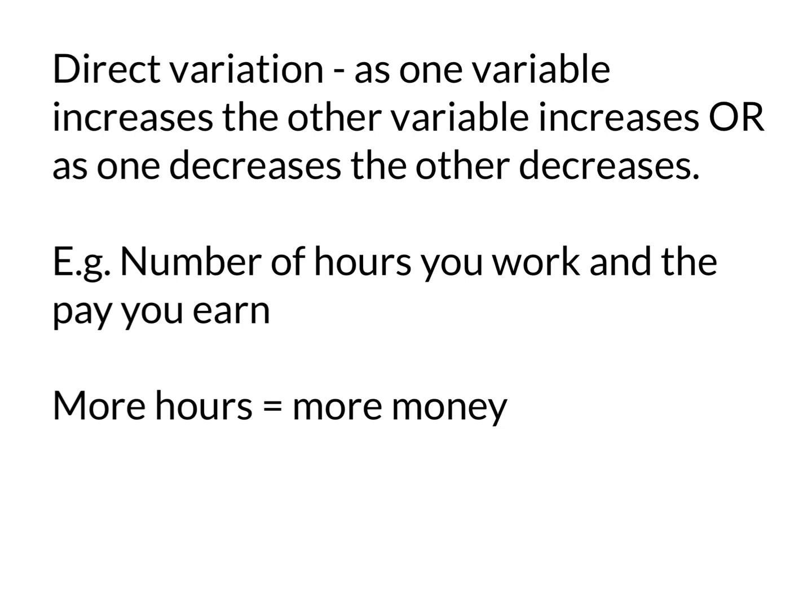So when we have a look at direct variation, we are comparing two variables, and we will look at when one variable increases, the other variable will also increase, or when one decreases, the other one decreases. So an example would be, most of you have jobs, the number of hours you work, the more pay you earn. So more hours, more pay.